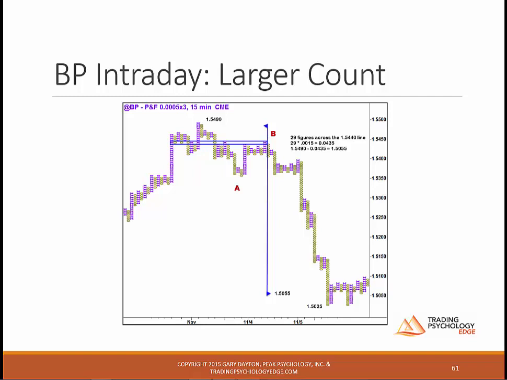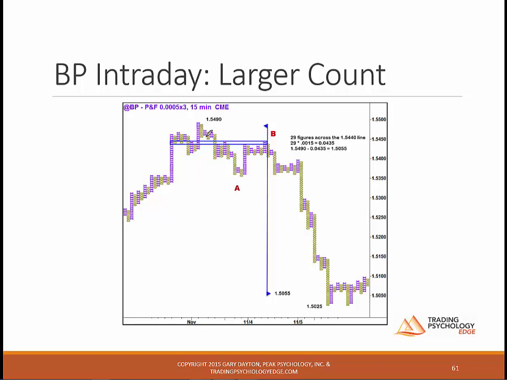If you use a 3-point box and a 1-point reversal, is that the same as a 1 by 3? No, it's not. It's totally different. You need to use a 1 box size and a 3-point reversal or a 3-box reversal. So we can do the same thing here.